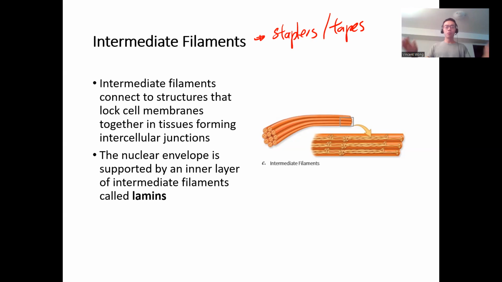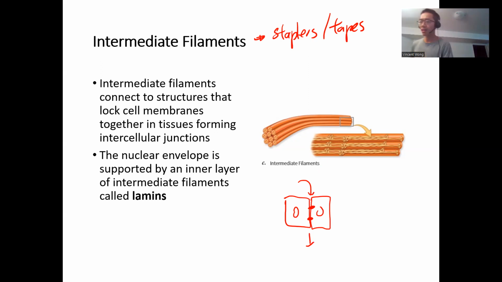Sometimes we want to lock two adjacent cells together. There are parts of the body where you need the cells. So that's one cell, that's another cell, and you want to staple them together so nothing leaks through between the cells. Give me an example of a part of the body where you don't want things to be leaking out. Yeah, exactly, right? Skin, right?